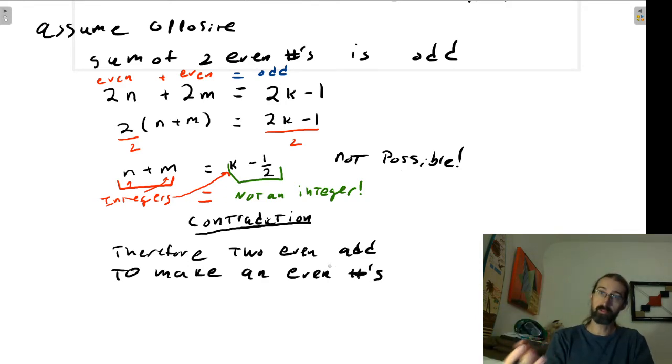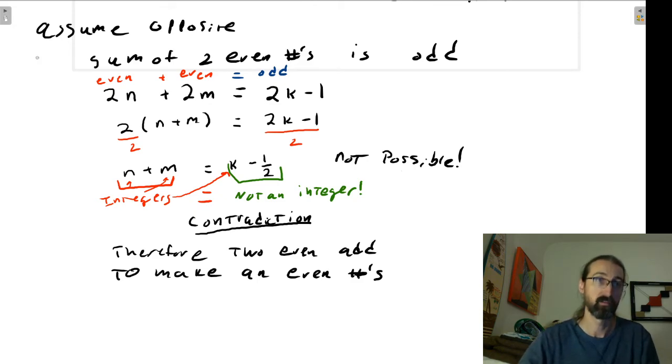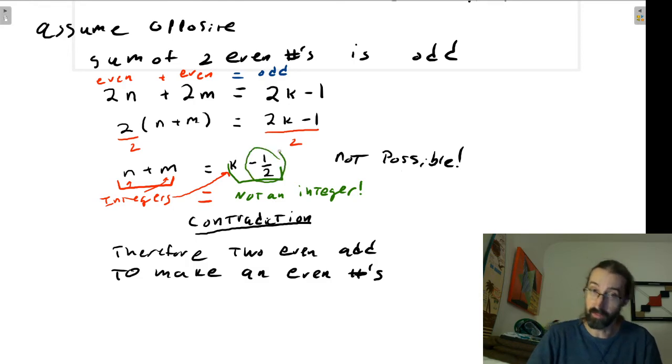Because I assumed the opposite, and I showed that it was broken, I got a situation that was not possible. 2 integers cannot add up together to make something that's not an integer. 1 plus 7 can't be 1/2, right? Not 1/2 breaks the situation and shows me that this is not possible. So if it's not possible that it's odd, that means it has to be even, my other idea. Okay? That's proof by contradiction.